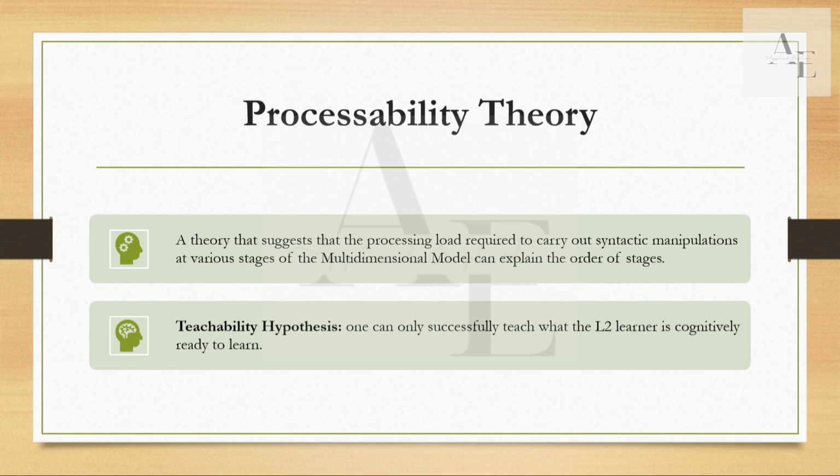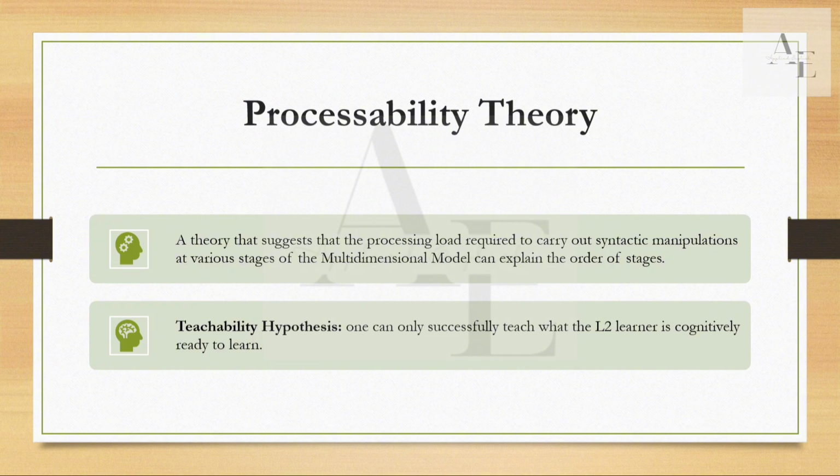We have 2 theories related to the multidimensional model. We have processability theory. It suggests that the processing load required to carry out syntactic manipulations at various stages of the multidimensional model can explain the order of stages. Like I said, the first stage is more simple, so we acquire it first. And the fifth stage is the most complex one, so it takes more time and it comes at the end. So the processability theory says that this order is due to the processing load required to carry out these syntactic manipulations.